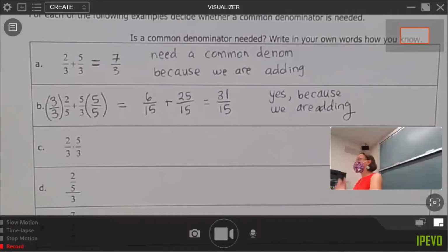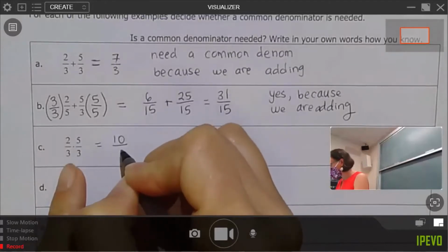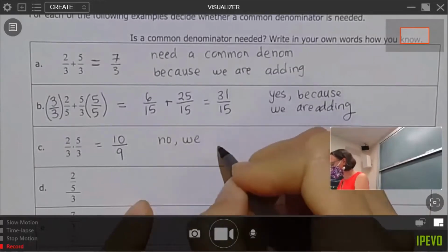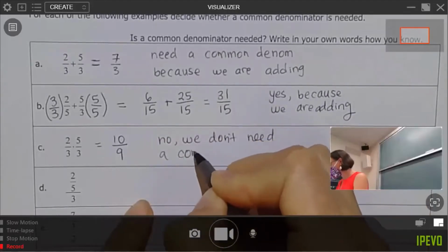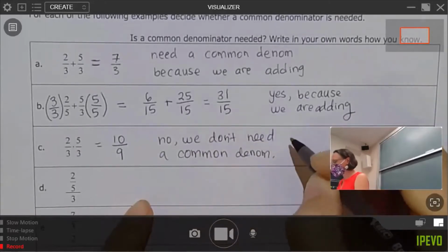Two-thirds times 3/5. I don't need a common denominator here because we've got multiplication going on. Since we have multiplication, I can multiply straight across the top and straight across the bottom. If it helps you to draw out boxes, you 100% can, especially at the beginning. But I'm looking at 10 over 9. And this time, no, we don't need a common denominator, because we're multiplying.